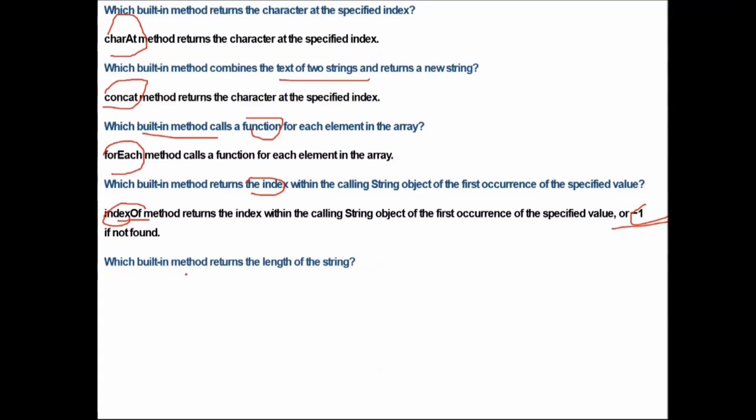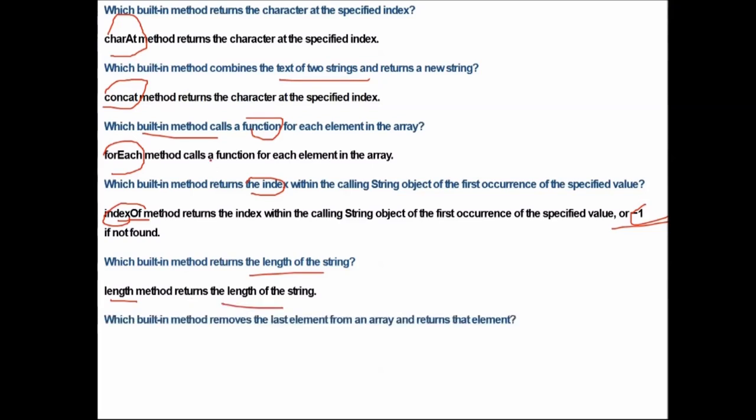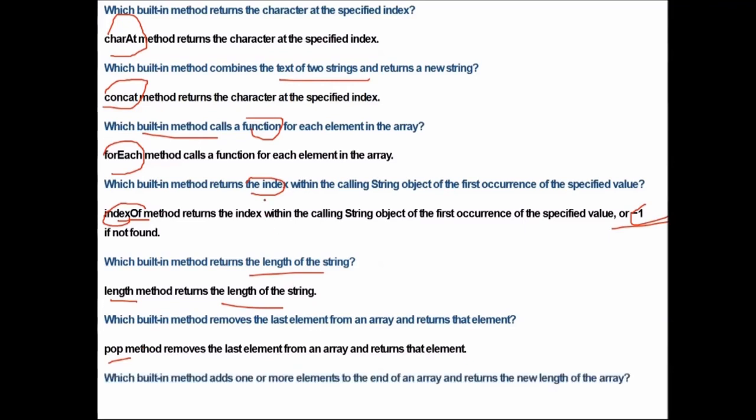Which built-in method returns the length of the string? This is the length property. This returns the length of the string. Then which built-in method removes the last element from an array and returns that last element? For that, you may use pop. For a stack, you use pop and push. So the pop method removes the last element from an array and returns that element.